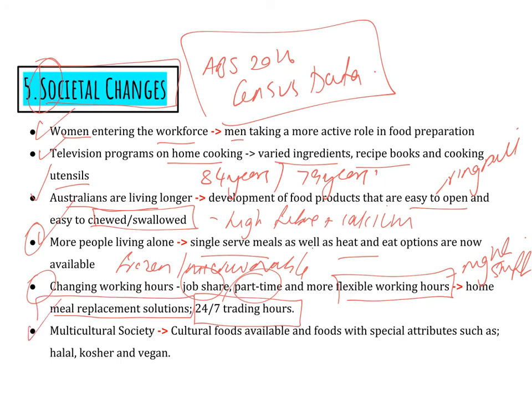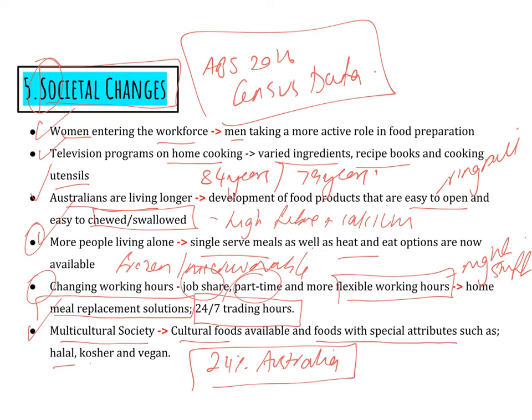Finally, our multicultural society. The Australian Bureau of Statistics indicated that 24% of Australians were not born in Australia, so they migrated from an overseas country. We are a very multicultural society, and therefore we have a lot of cultural foods available, as well as foods that have special attributes like halal, kosher and vegan foods. So vegetarian foods do also link to different religions, for example, Hinduism or Buddhism.